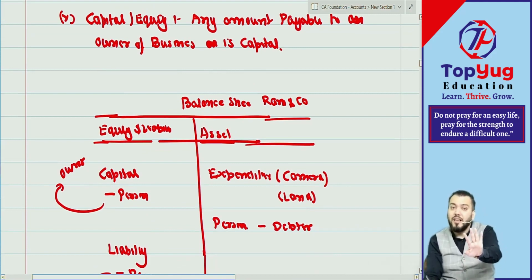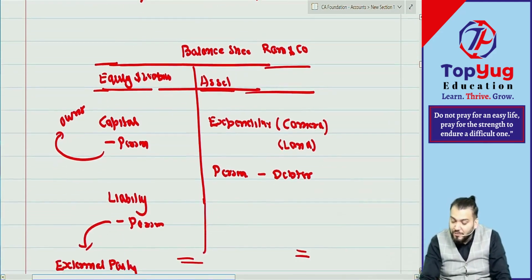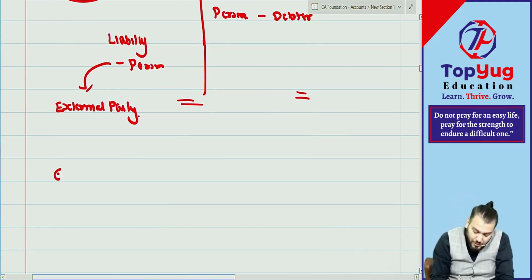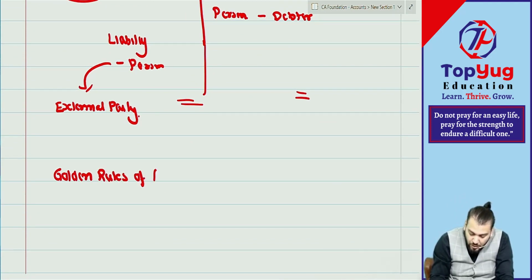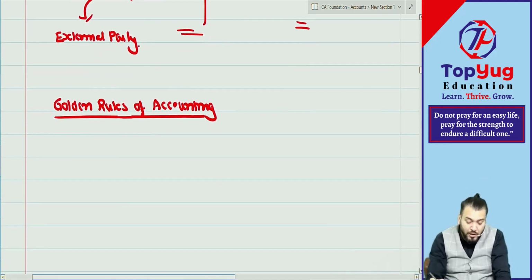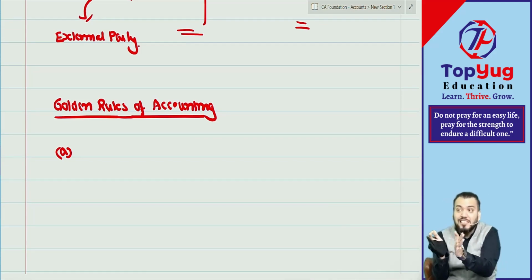So if you have understood the five elements of the balance sheet, let us now understand the golden rules of accounting. Because we are doing the traditional approach, first we'll do golden rules of accounting. The golden rules are based on the nature of account. So we need to first find out whether the given account is a real account, nominal account, or personal account.